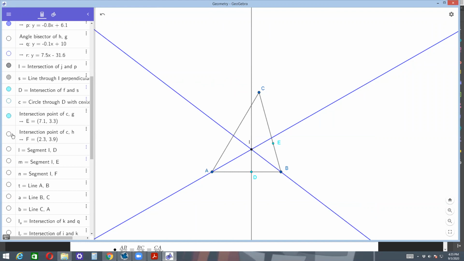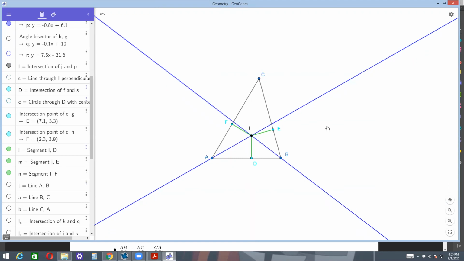Similarly, I do the same thing up here, and do the same thing across on the side. All are defined in the same way. So EI is perpendicular to CB and AC is perpendicular to IF. And I connect those.